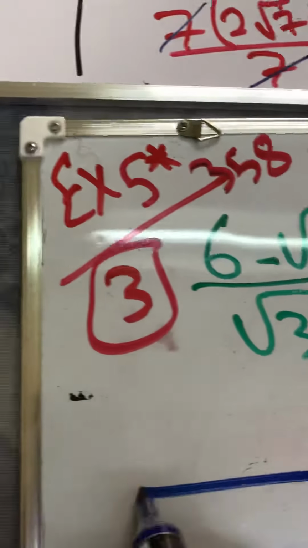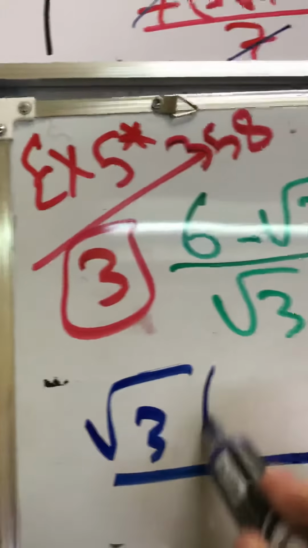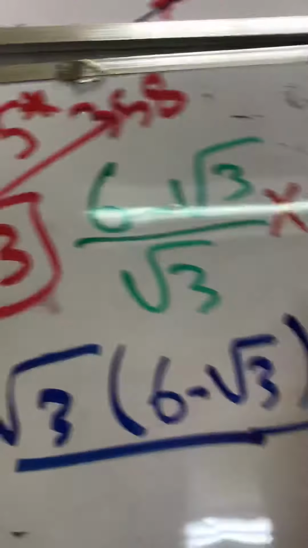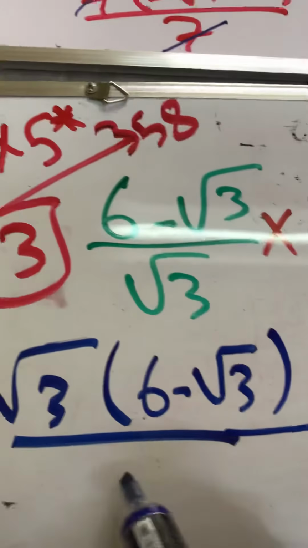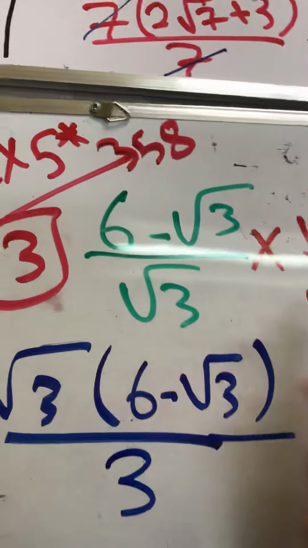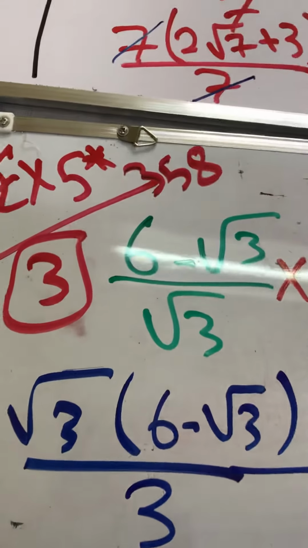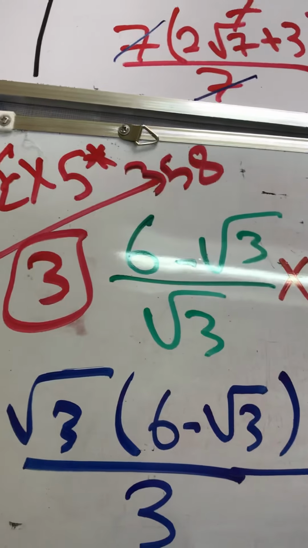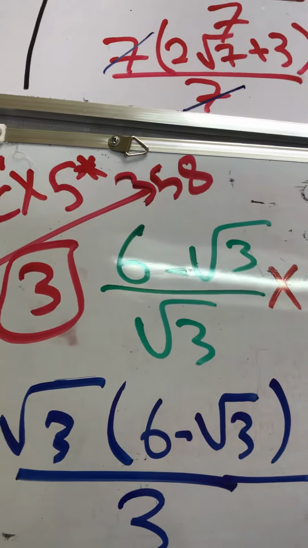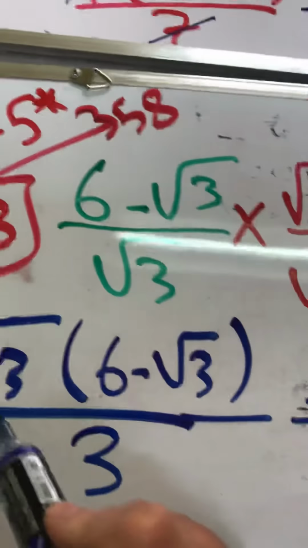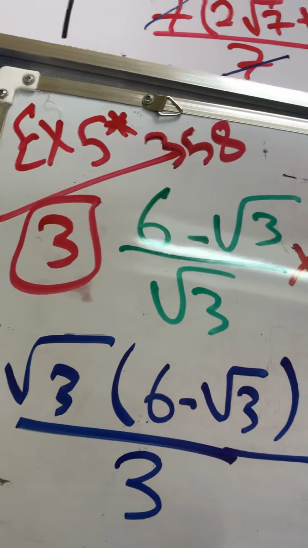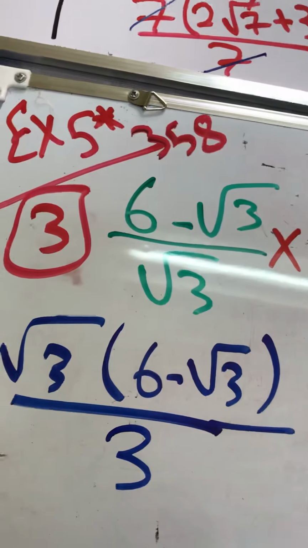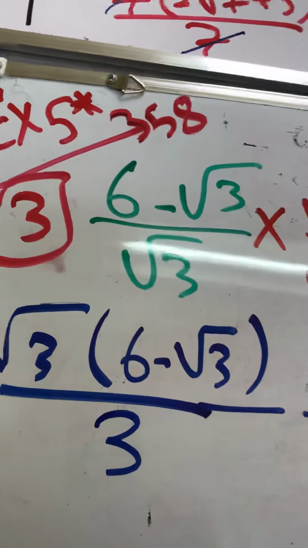Now I have square root of 3, open brackets, 6 minus square root of 3, like this, and down, square root of 3 times itself equal 3. This is the aim, to change it into a rational number. And now I'll make distribution. So square root of 3 times 6, 6 square root of 3, minus square root of 3 times the square root of 3 equals 3, over 3 down.